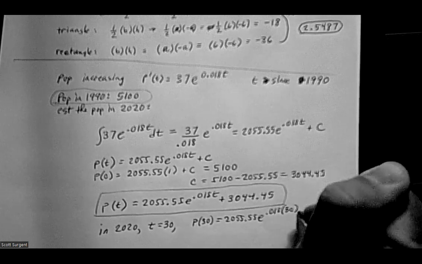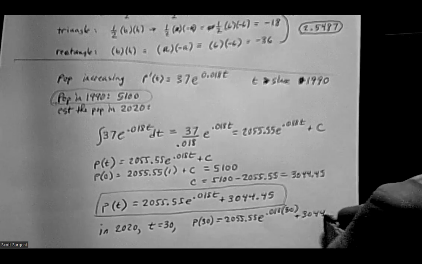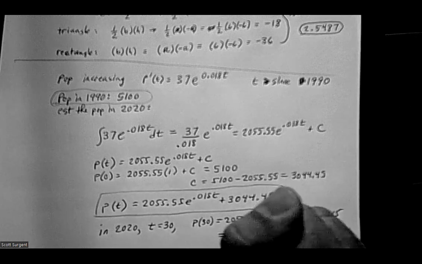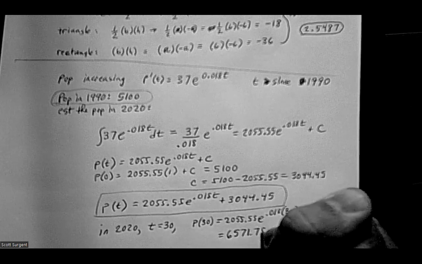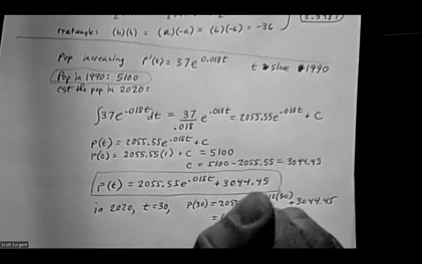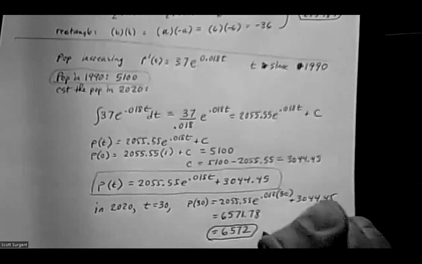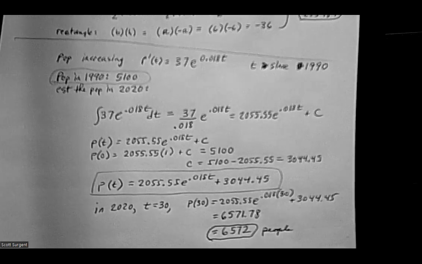Okay, that makes more sense now. Let me go ahead and finish this off. Let me do it, I'm curious now. I get 6571.78. And we want to be nice to these people, so we'll round it to the nearest whole number. And there you go.